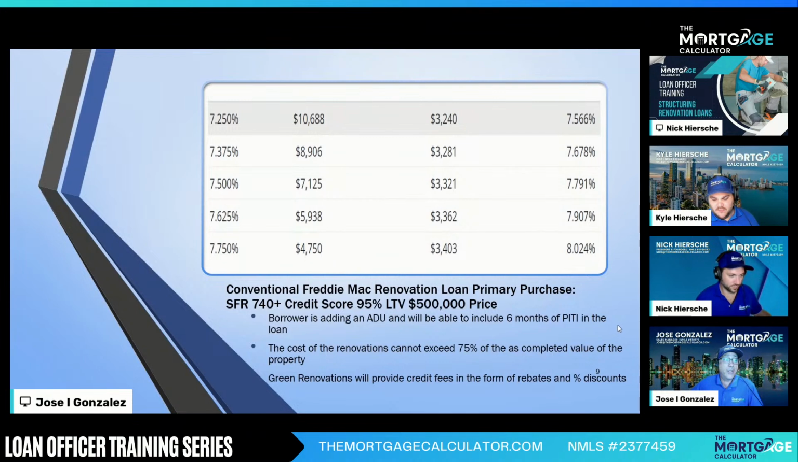So in this scenario, we're looking at a Freddie Mac renovation loan of a primary residence, 95% LTV, $500,000 purchase, and I'm using a 740 credit score for the examples. First you can see the rates, pretty decent rates there, right? If you remember today's rate show in the morning, these rates are not very different than what you're going to get in the standard program that does not have a renovation component.